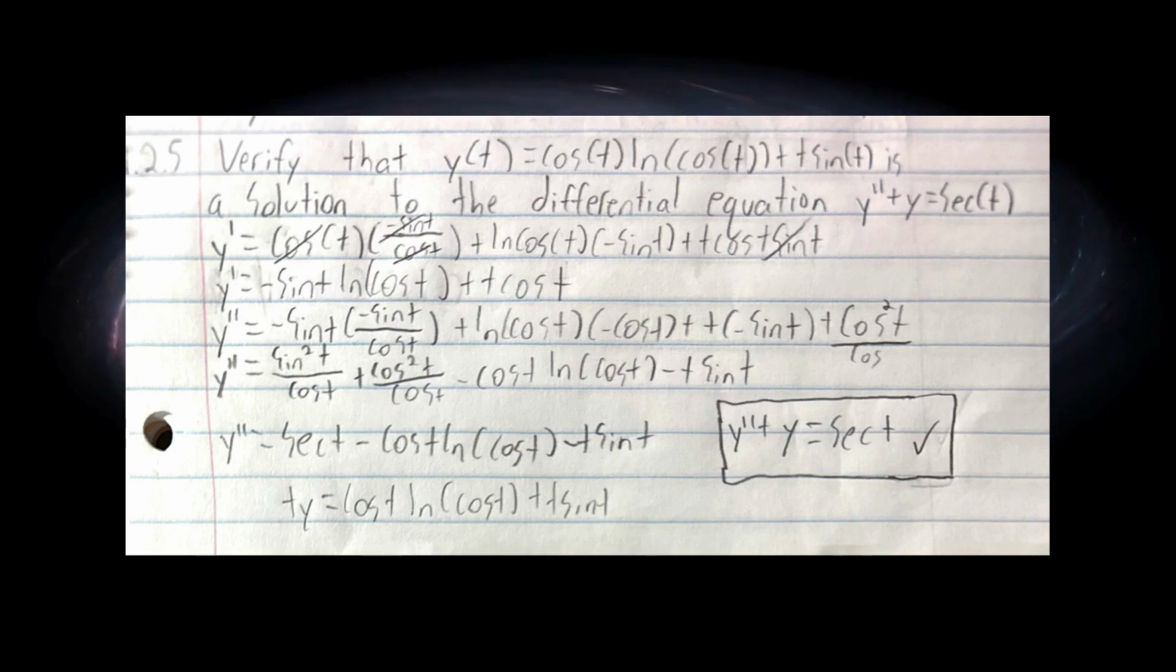So now, if we look back at our original equation, it said y double prime plus y equals secant of t. Well, we already have that secant of t, which is a great sign. So if we just add y, which is equal to cosine of t ln cosine of t plus t sine t, we would actually get the answer: y double prime plus y equals secant of t.